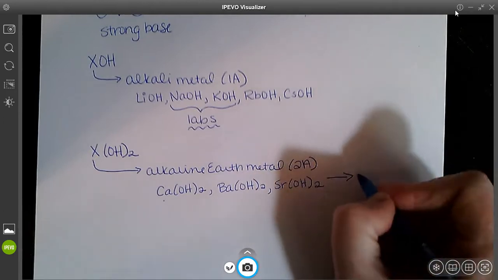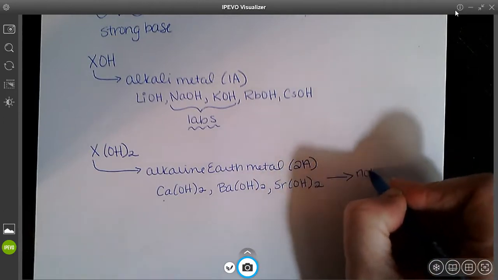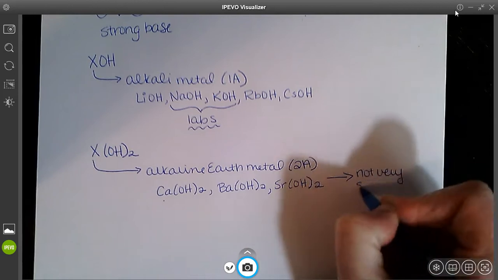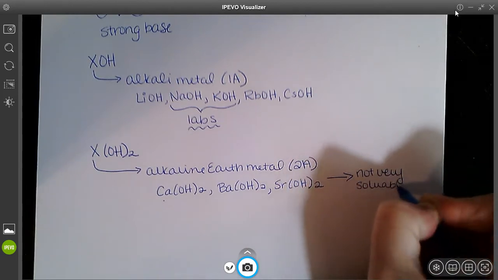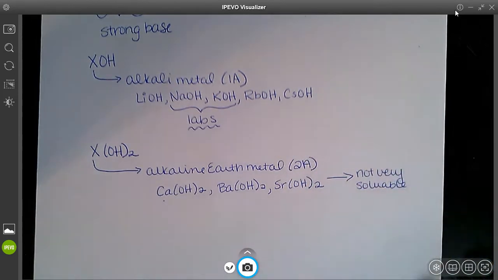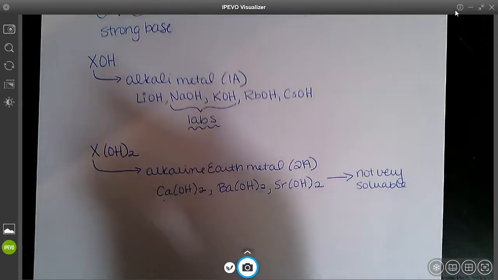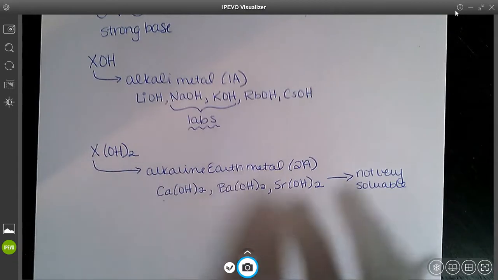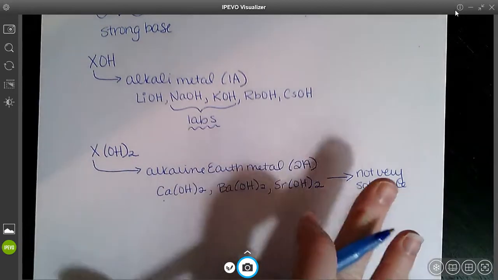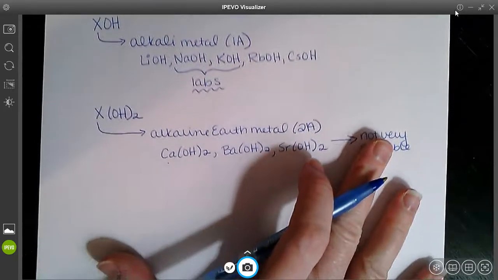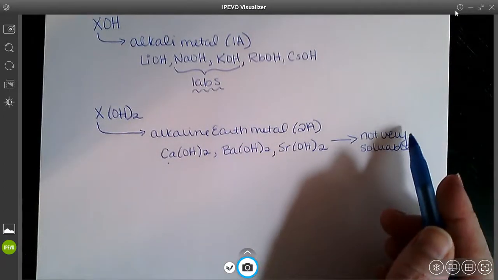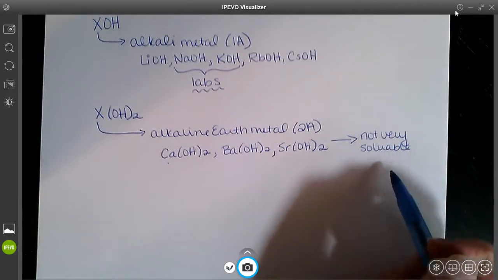One thing to know about these is they are not very soluble. And I know what you're thinking. You're like, well, it has to be soluble to be a base, right? Doesn't it have to dissolve in water? Well, it just stays chunked together. It doesn't break apart, and it doesn't exist in solution as aqueous. A lot of it stays the solid part, so it's not breaking down.